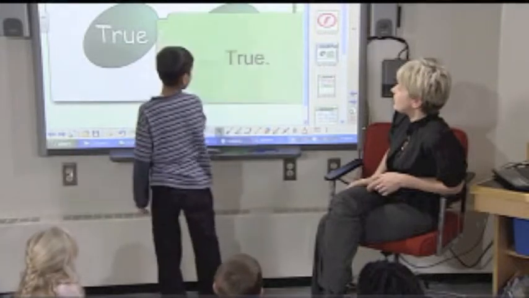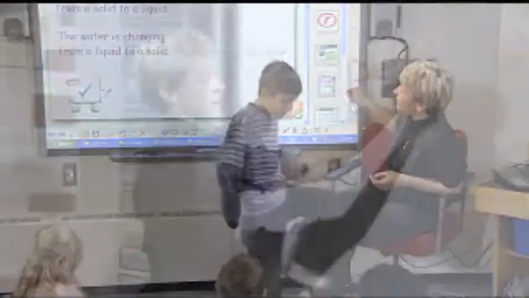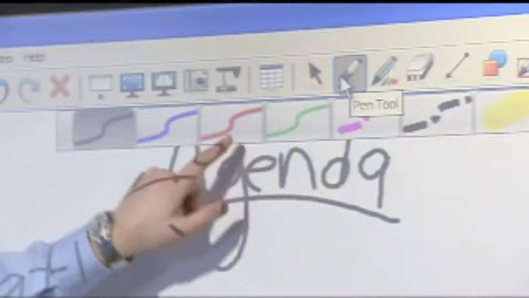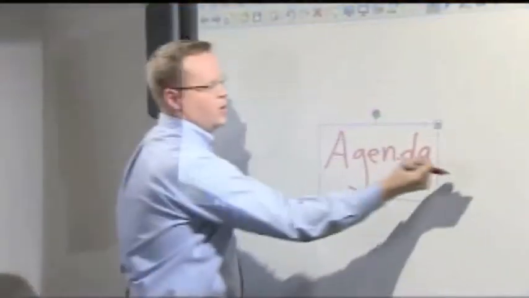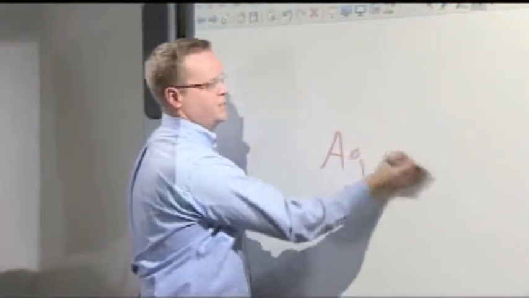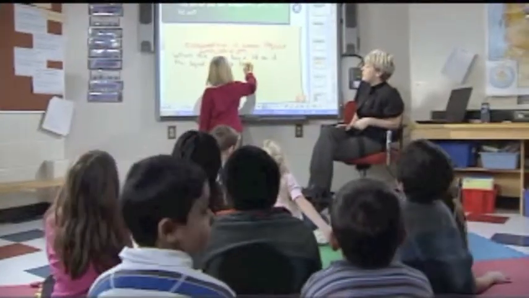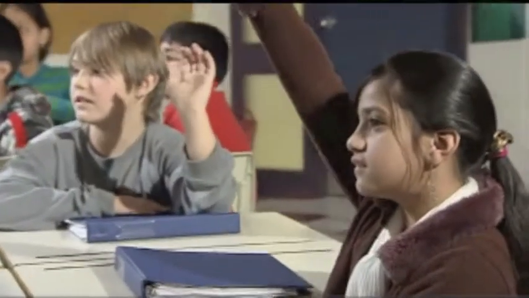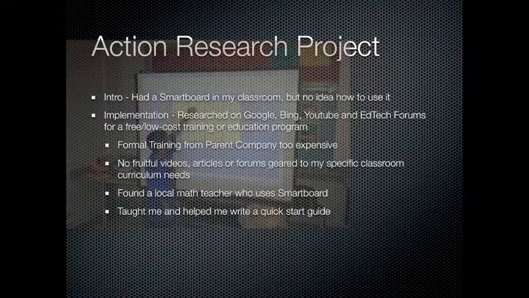So I emailed him, he emailed me back, and we were able to meet up, and we spent an hour together. He taught me some of the basic functions. He actually demoed a trigonometry lesson in front of me, showing me how he teaches students about the Pythagorean theorem, right triangles, and how he's able to manipulate angles, just using the touch of his finger to show students how moving one variable can change the entire equation. He also helped me write a quick start guide for any teacher who wanted to learn how to get started, regardless of the subject matter.